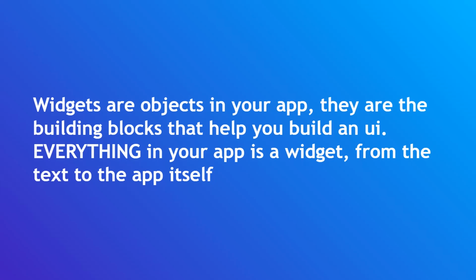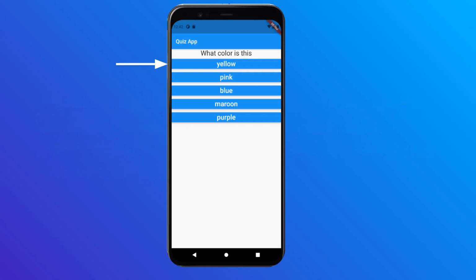Now, everything in your app is a widget. There are many widgets, and we'll talk about how to explore those widgets towards the end of the video. But everything in your app is a widget, from the text in your app to the app itself. The app itself is a widget. But to give you a better understanding, here is a beautiful app that we have. This is actually the app that we'll be doing by the end of Module 2.